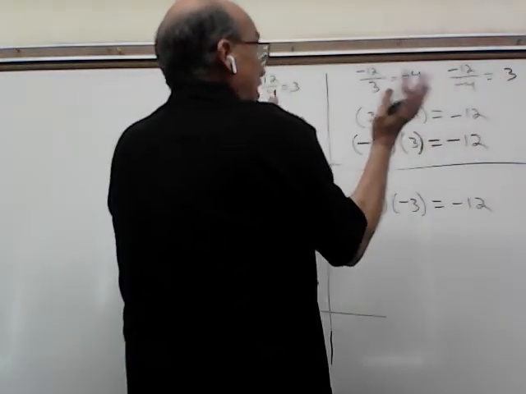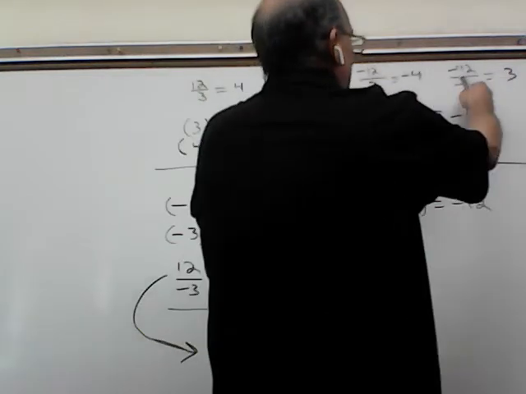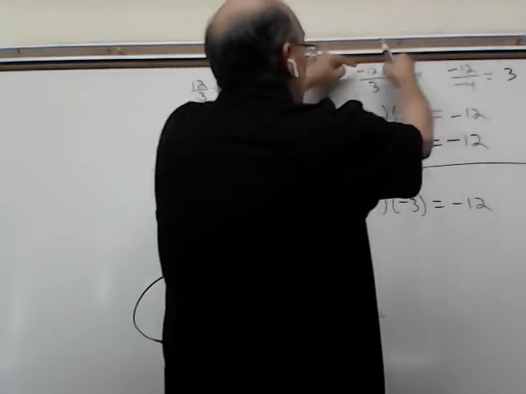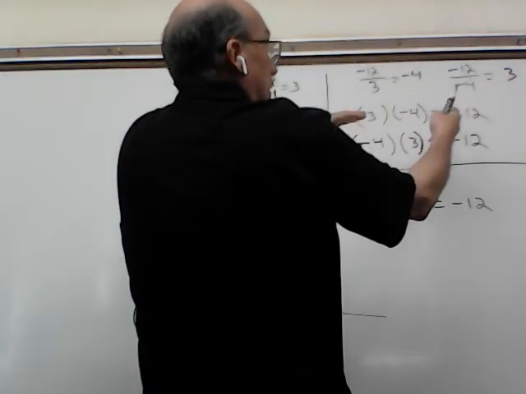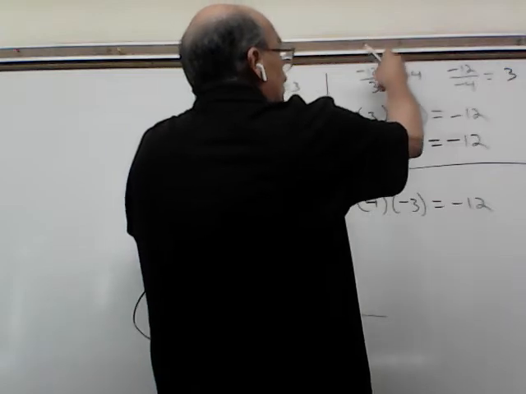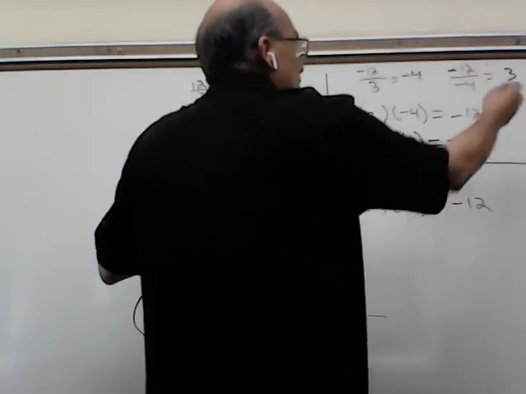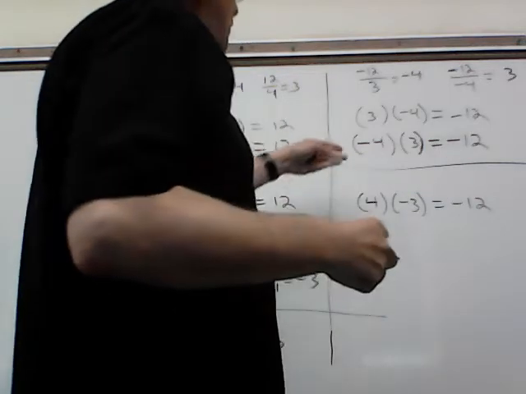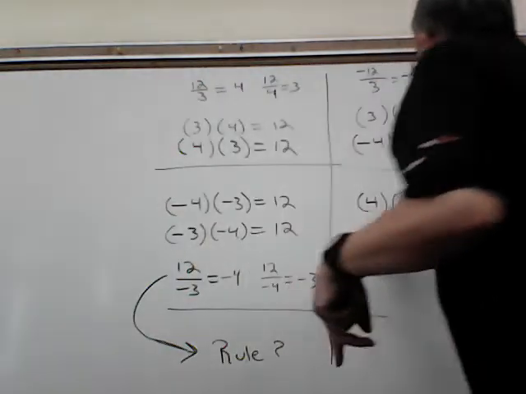Here we have the 2 factors again. The 2 factors are 3 and negative 4, negative 4 and 3. So negative 12 is the product. The product is here on top of each division. See, everything flows. From one of these, you can get all 4, just like you did in 3rd grade.